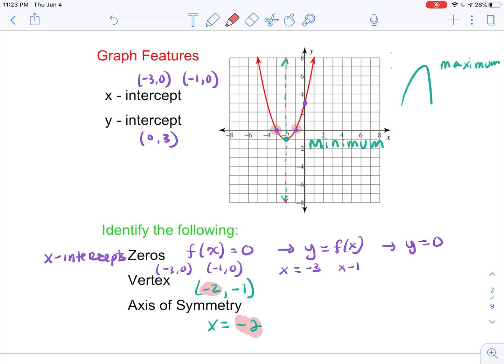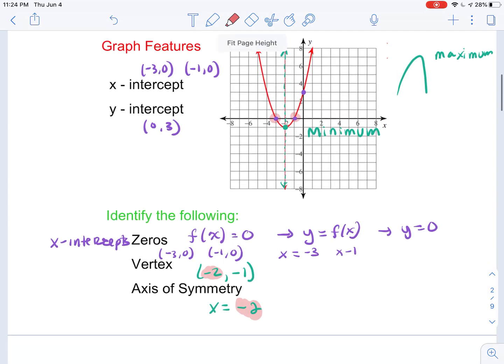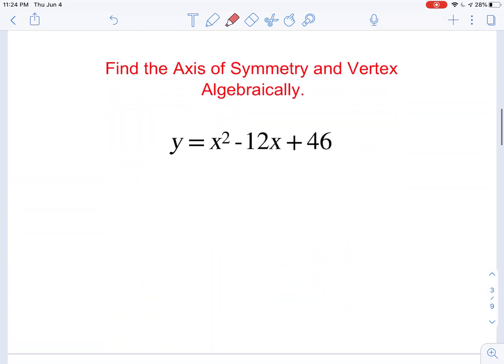Okay, so what we should notice is that the x value of the vertex and the x value that we choose for our axis of symmetry should be the same, because the axis of symmetry divides my graph in half and cuts through my vertex value. So we should be able to pick these out of any graph that we see. But how about finding it algebraically? How do we do this?